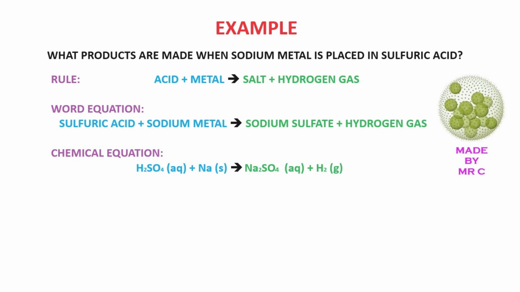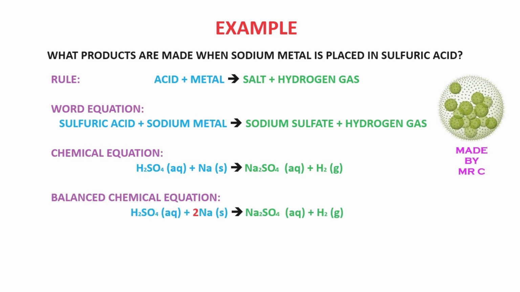And the formula for sodium sulfate is Na2SO4. The reason it's Na2SO4 is sodium is +1 and sulfate is 2-. Therefore, we're going to need 2 sodiums for every 1 sulfate. And hydrogen gas is just H2. And we put in brackets after it G for gas.